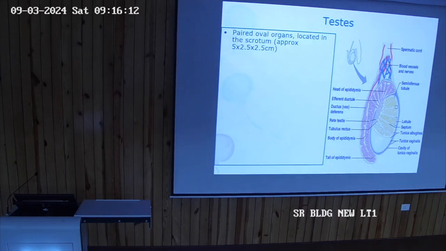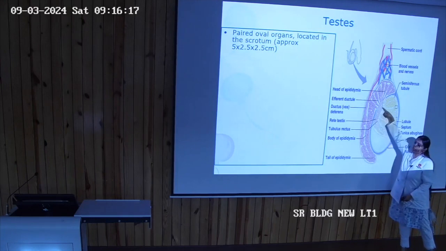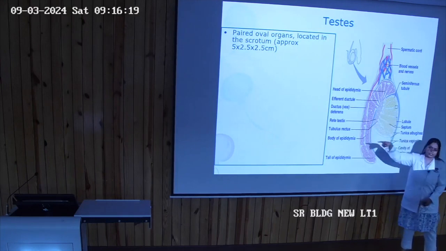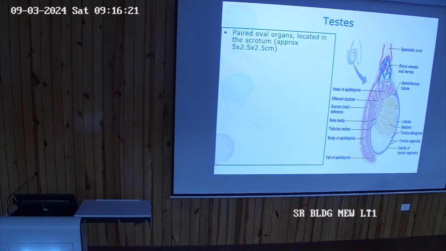The rete testis is present in the mediastinum testis, so it's not mentioned here. So posteriorly we have the mediastinum testis, a thickened part of tunica albuginea, and the innermost loose connective tissue layer is the tunica vasculosa, which has these blood vessels.